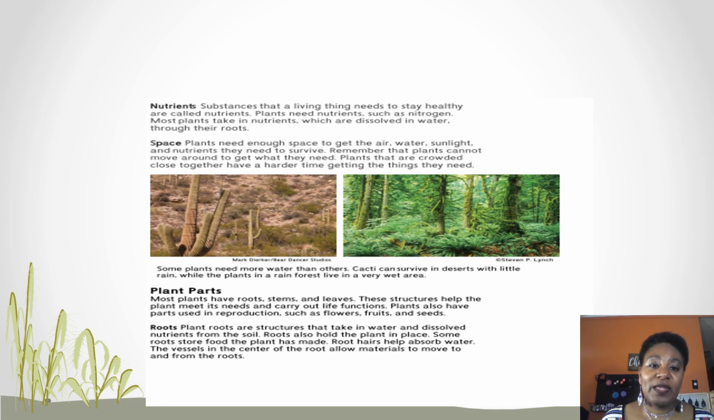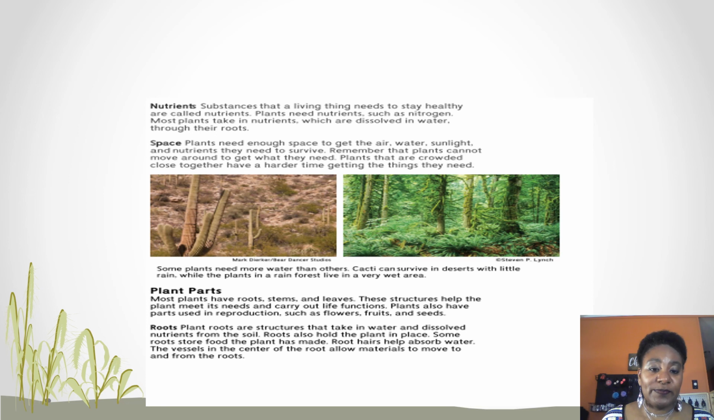Space. Plants need enough space to get the air, water, sunlight, and nutrients they need to survive. Remember that plants cannot move around to get what they need. Plants that are crowded close together have a harder time getting the things they need. Some plants need more water than others. Cacti can survive in deserts with little water, while the plants in a rainforest live in a very wet area.